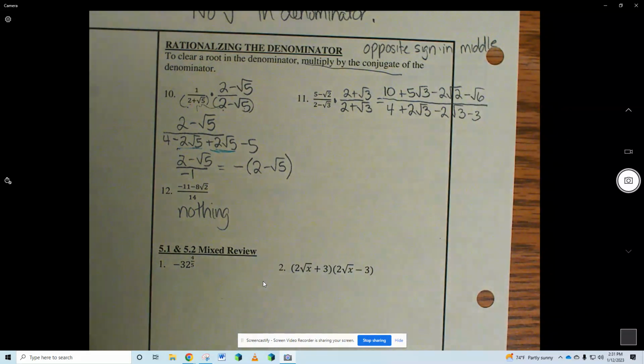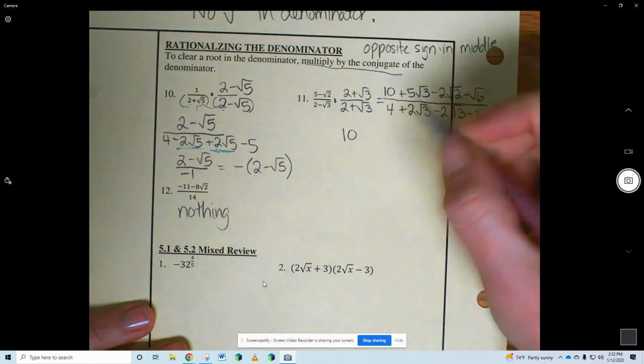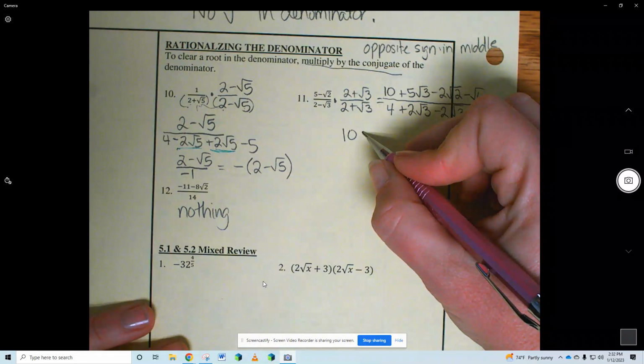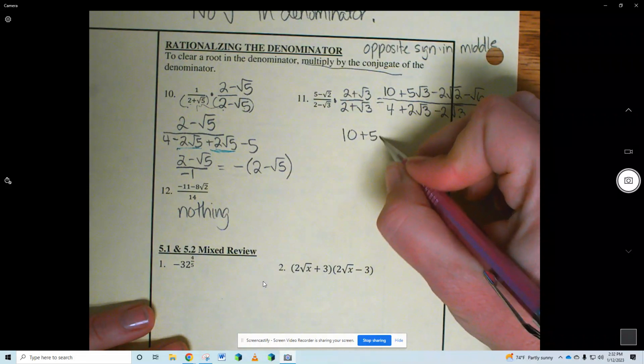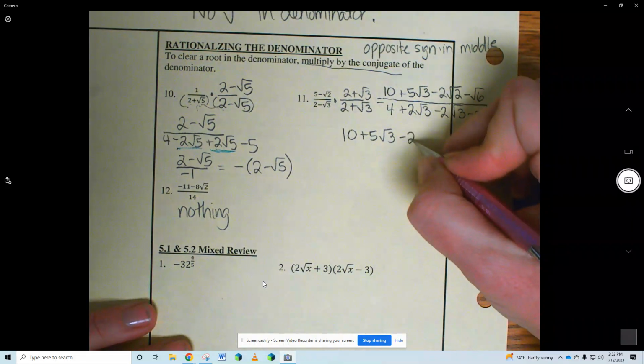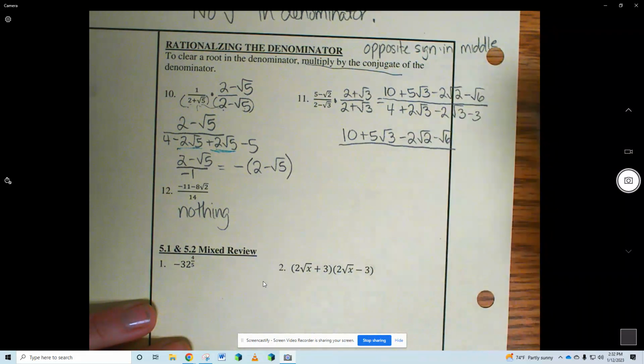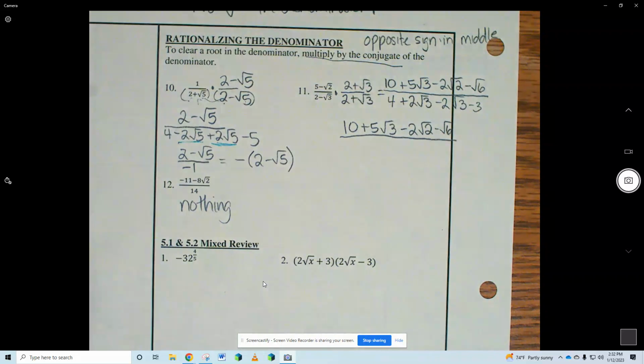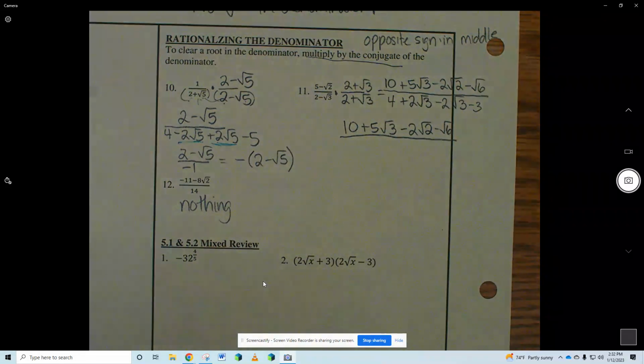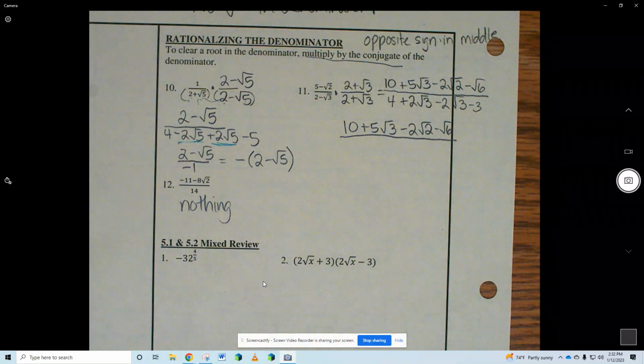The numerator is awful. Nothing goes together. Nothing is a like term. My numerator is going to stay super long as 10 plus 5 root 3 minus 2 root 2 minus root 6. All over 4, take away 3, 1. I don't need to write a 1. So 12 can't be touched.